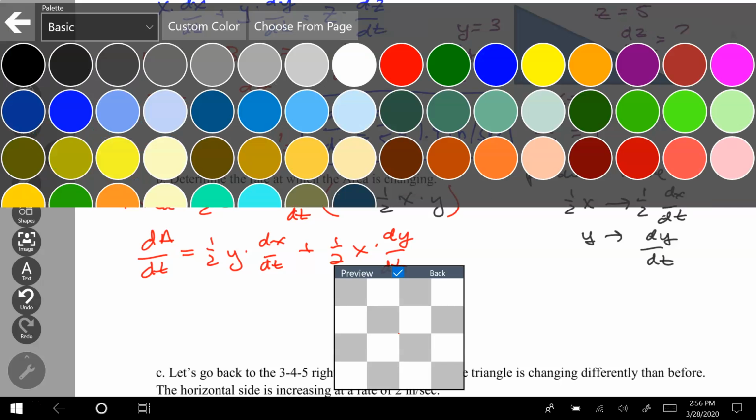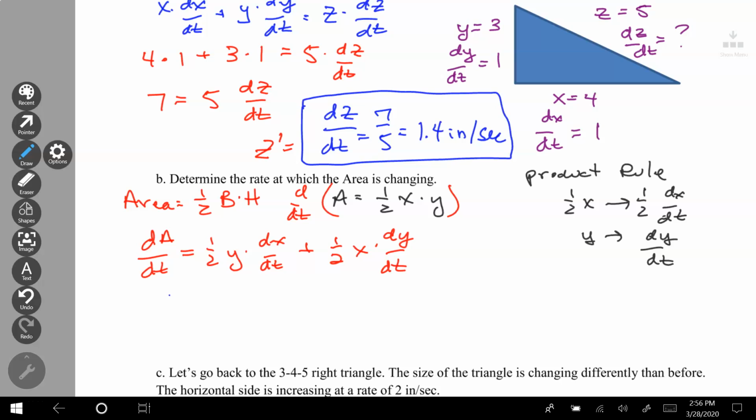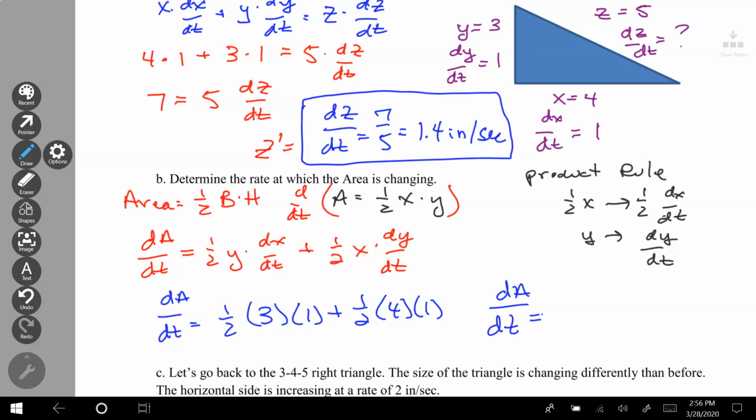And now I'm going to put in my numbers that I know. So dA over dt is equal to 1/2. My y is 3. My dx over dt is 1, plus 1/2 times 4 times 1. And I get dA over dt is equal to, when I add it all together, 3.5, and I get inches squared per second.